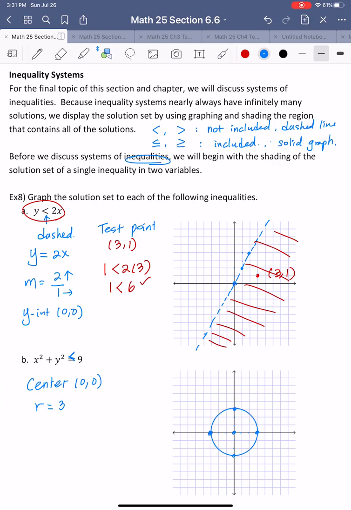Okay, and then of course this time for the test point, you can use the center, because whatever point is not on the circle, we are good. So you can choose any point you want except a point on the circle. I'm going to use 0, 0. So plug it in. 0 squared plus 0 squared less than or equal to 9. 0 is less than 9. Is it true? Yes. So any point inside the circle will be in the solution set.